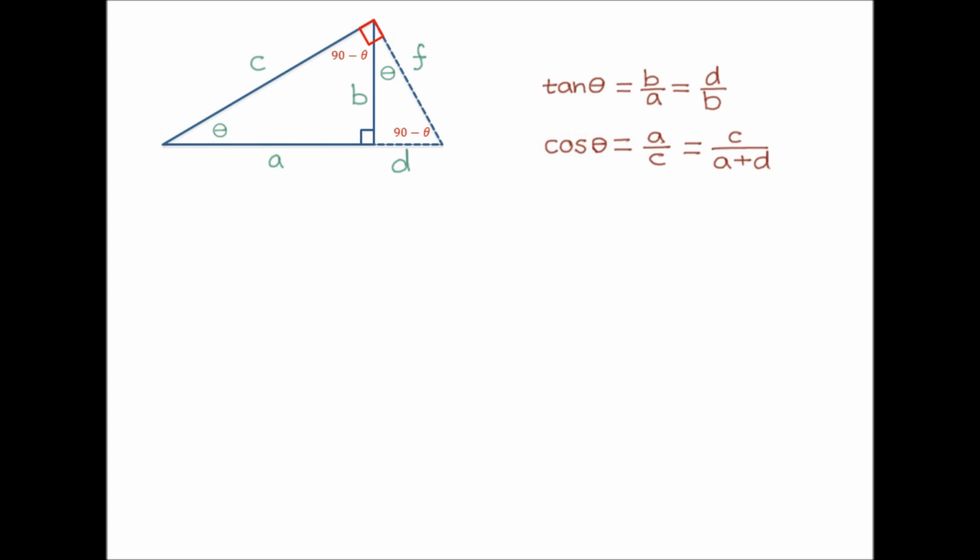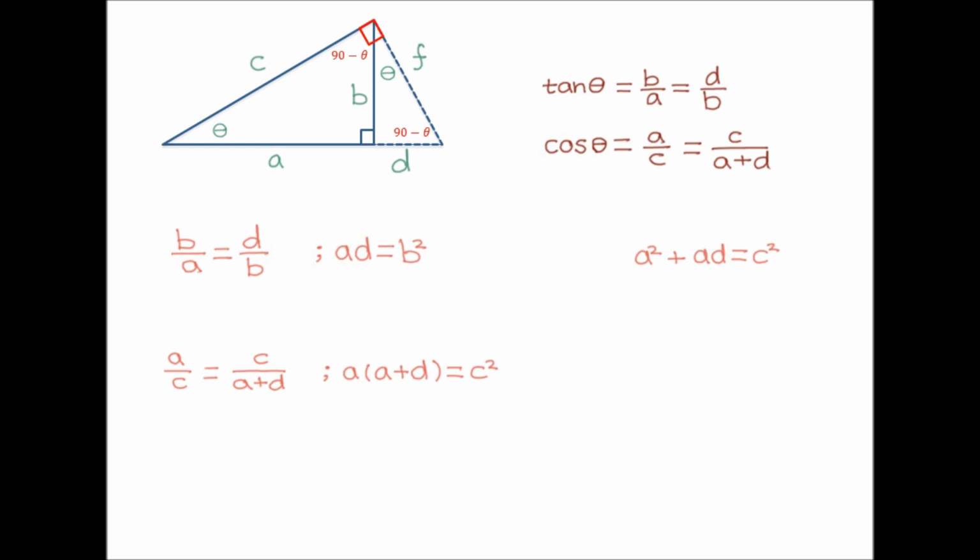So now we are going to take the relationship B over A equal to D over B from our tangent theta relationship, and we want to multiply A and multiply B on each side, and we get AD equals B squared. Similarly, we want to separate the relationship A over C equal C over A plus D from the cosine theta relationship. Multiplying both of the denominators from each side, we get A times the quantity A plus D equal to C squared. Distributing the A, we get A squared plus AD equals C squared, and using the equation AD equals B squared, we arrive at our Pythagorean theorem of A squared plus B squared equals C squared.